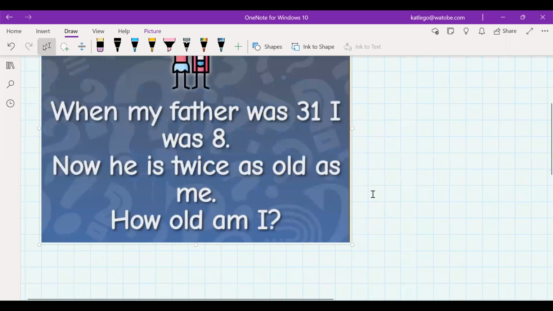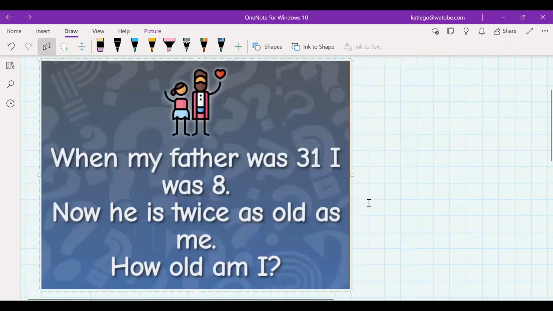Okay, when my father was 31, I was 8. Now he is twice as old as me. How old am I? Okay, go for it, guys. Let's see who will get it first.